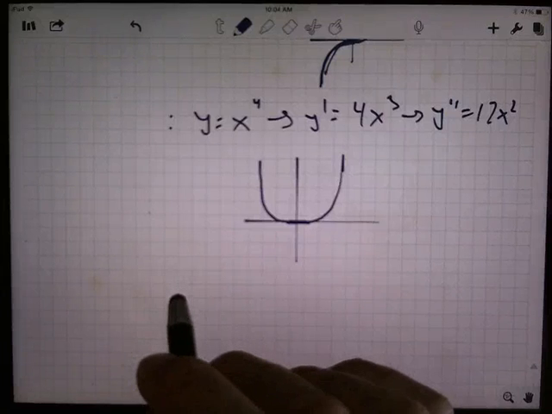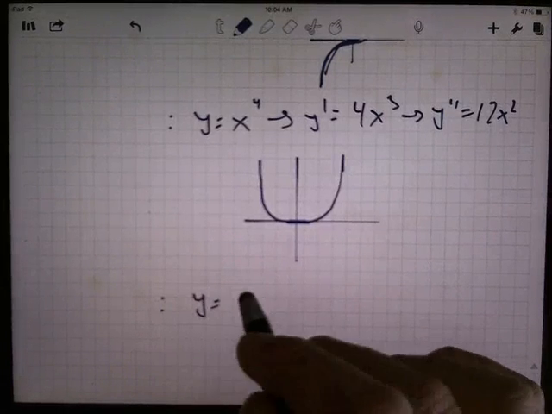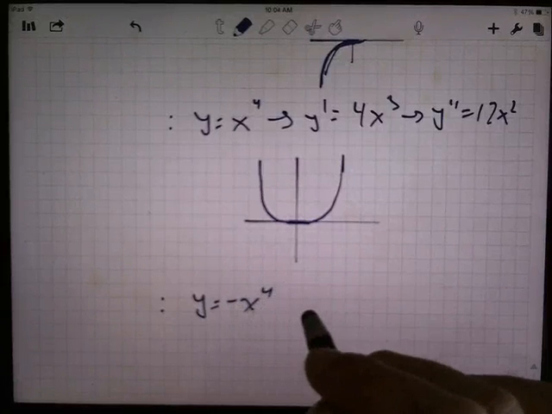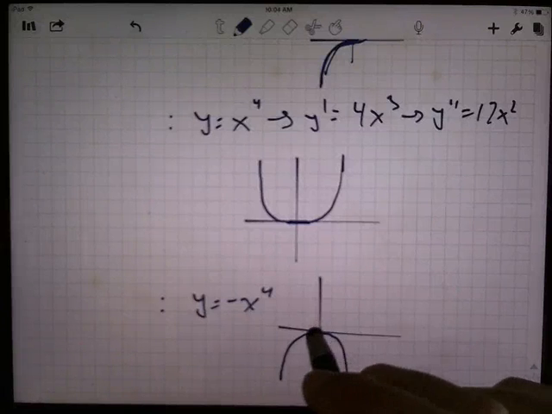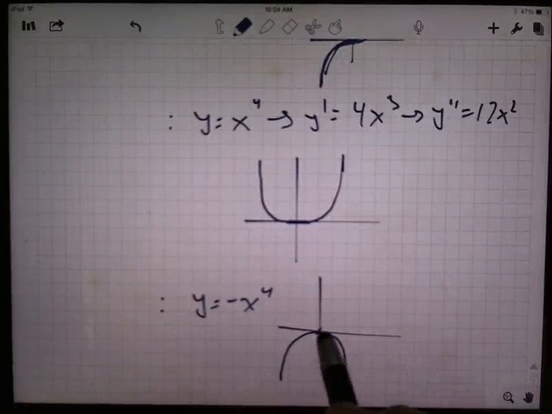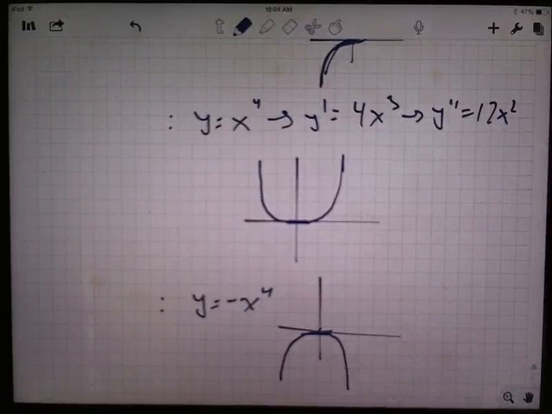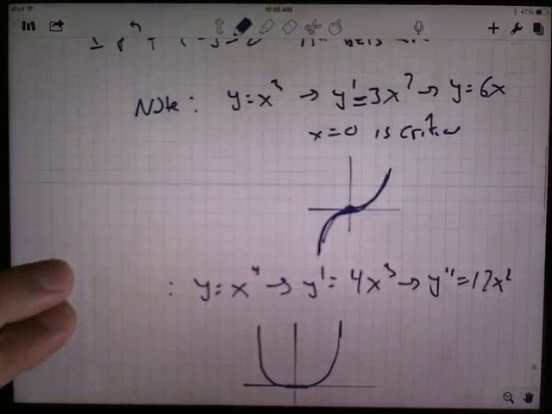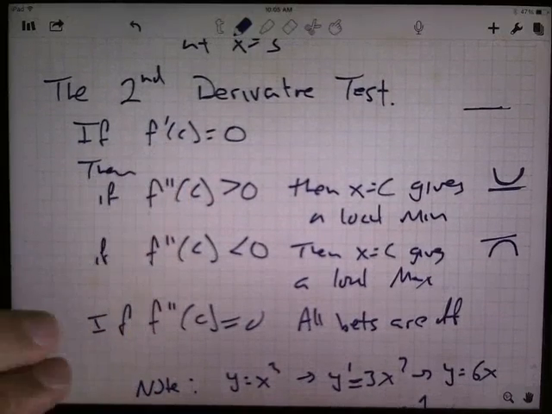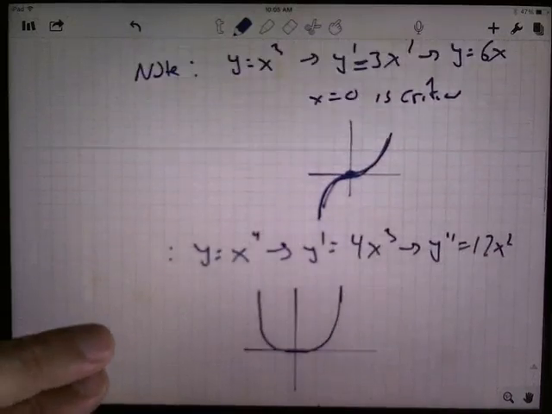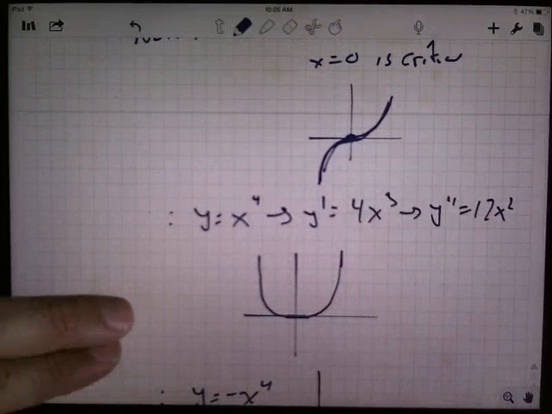And also, if I just flip that picture upside down, so minus x to the fourth, again, I got a critical point that's also an inflection point, but it's a really flat thing here anyway, and it's a local maximum. So when the second derivative is equal to 0 at a critical point, you might have a max, you might have a min, you might have neither. You just don't know. You got to do some other way of deciding.